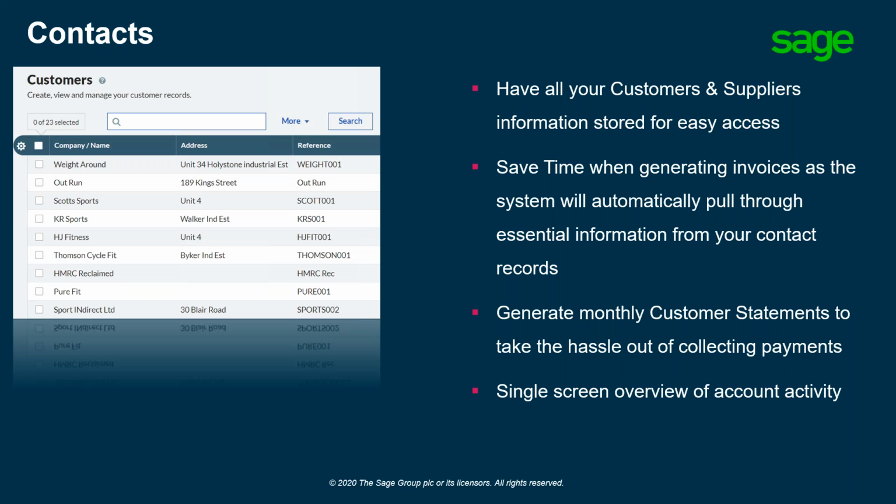Obviously, by having your customers set up as a record, it means that when you're generating invoices, the system is going to automatically pull through information from that contact record, such as the address, delivery address, your custom credit terms that you might have set up, and any other information that's essential for when you generate your invoices. You'll also be able to generate monthly customer statements.